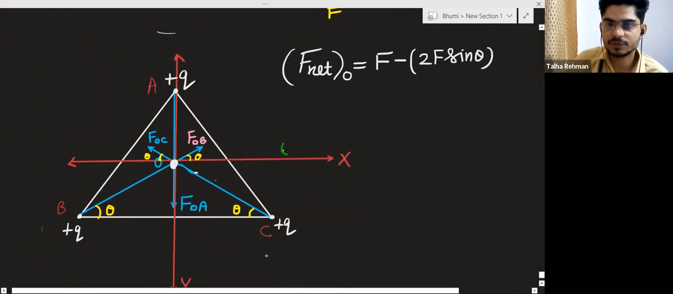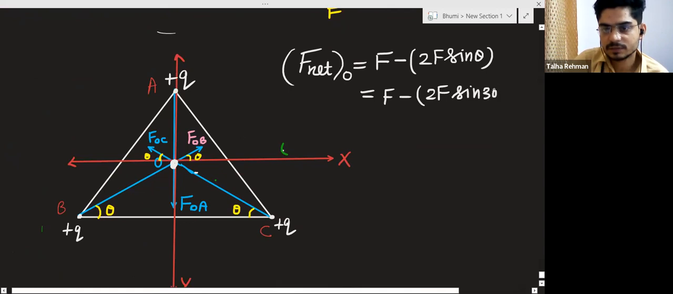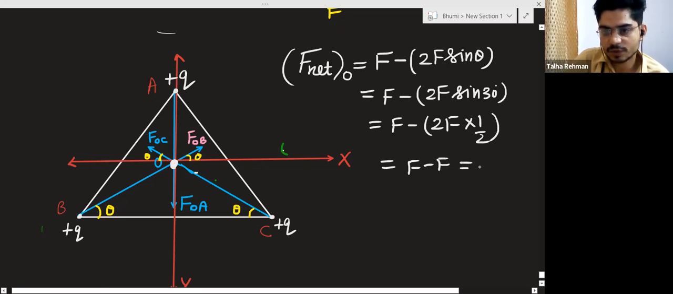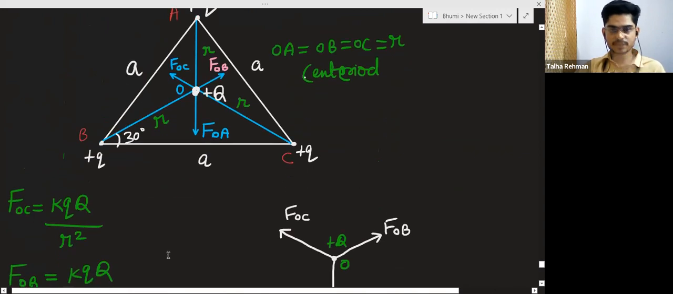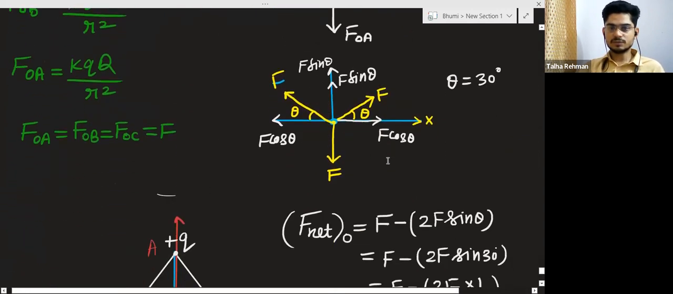Now I am substituting the value of theta. This is F minus 2F sine 30. This is F minus 2F into 1 by 2. So this will become F minus F and total force will be 0. Means net force on this plus Q charge will be 0.